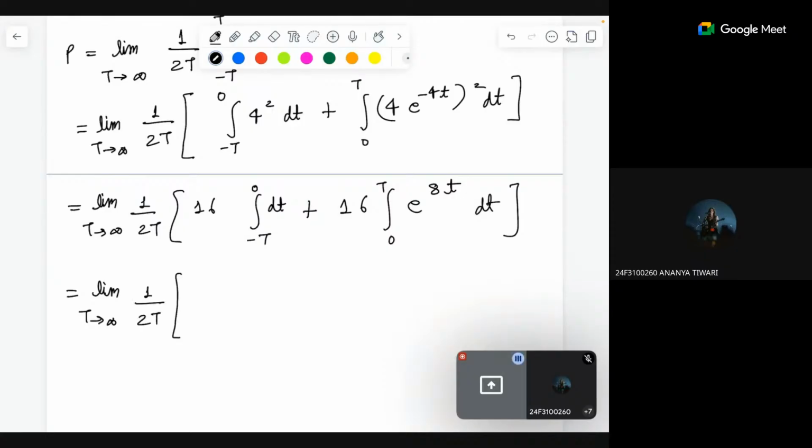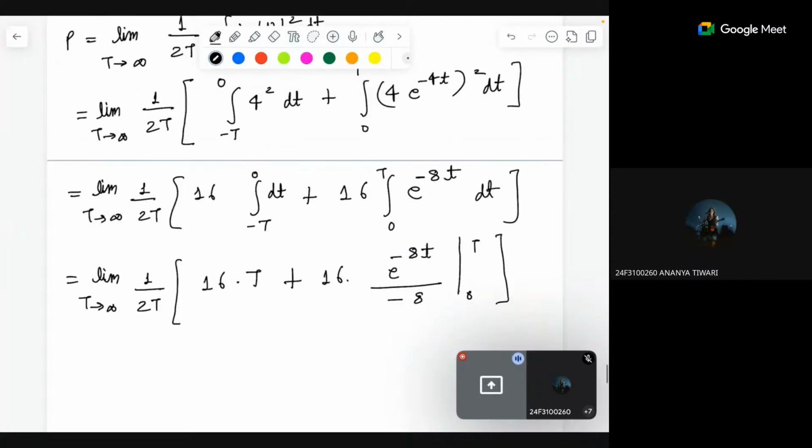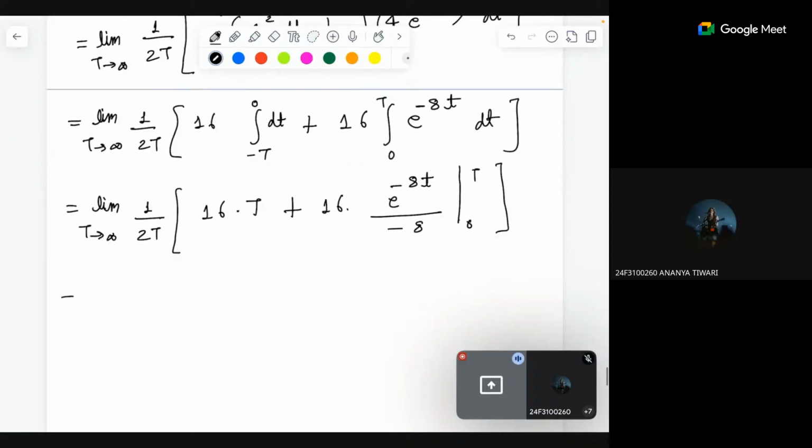Now let us find the integrals. So this first integral will give me capital T, right? Now the second integral. Oh, I'm sorry, I missed the minus sign. So e raised to the power of minus 8t divided by minus 8, 0 to t. This is fine? Yes, ma'am. Okay.